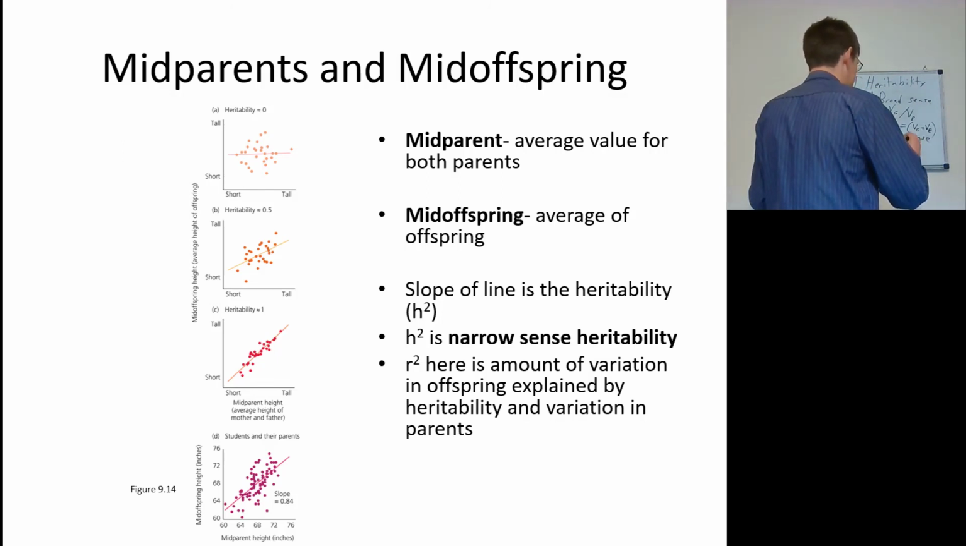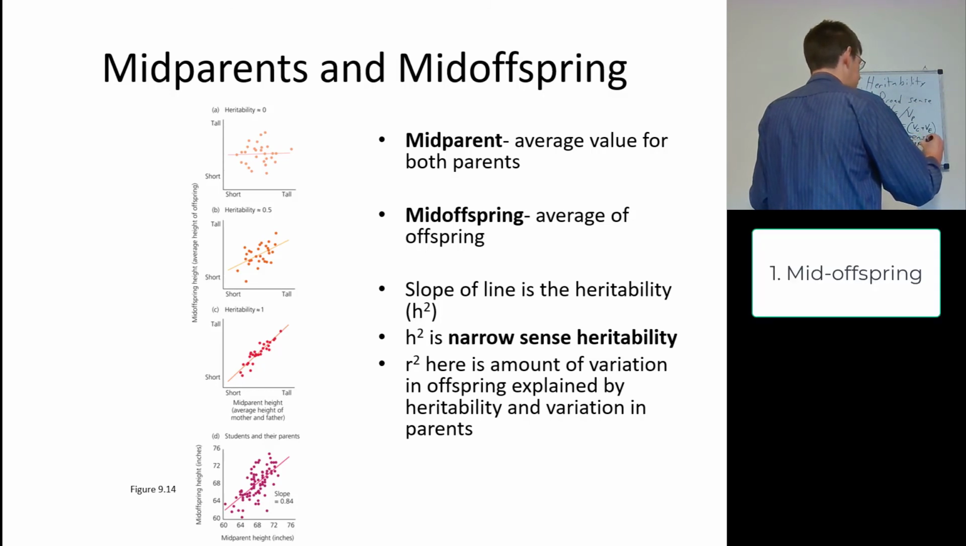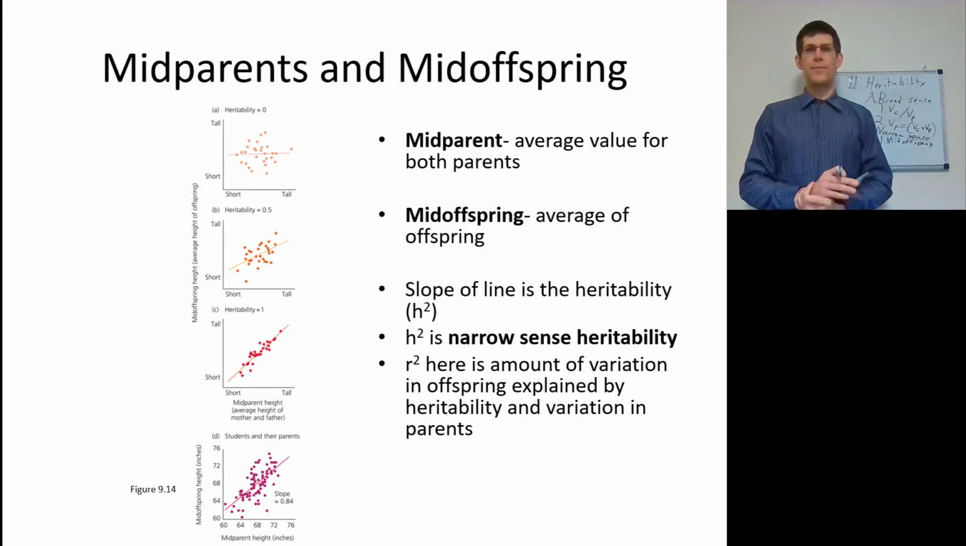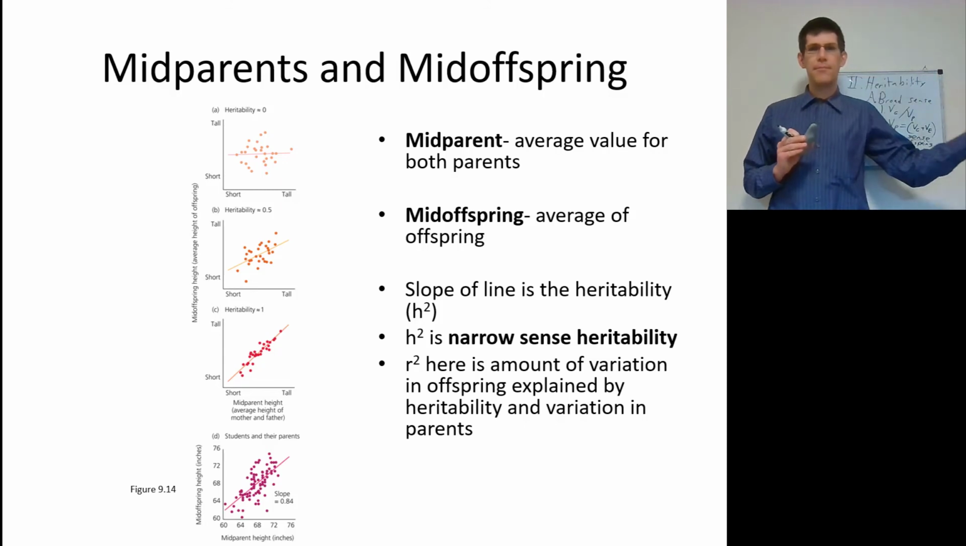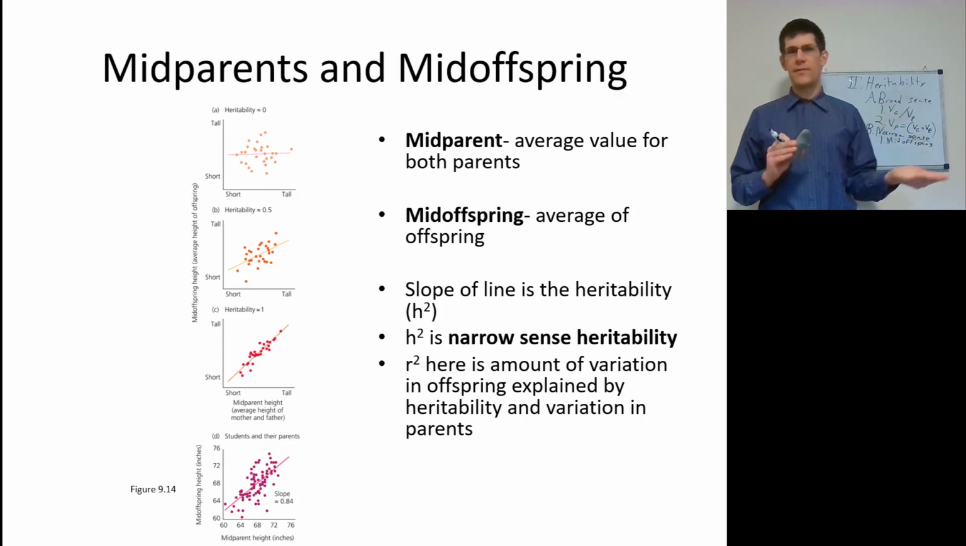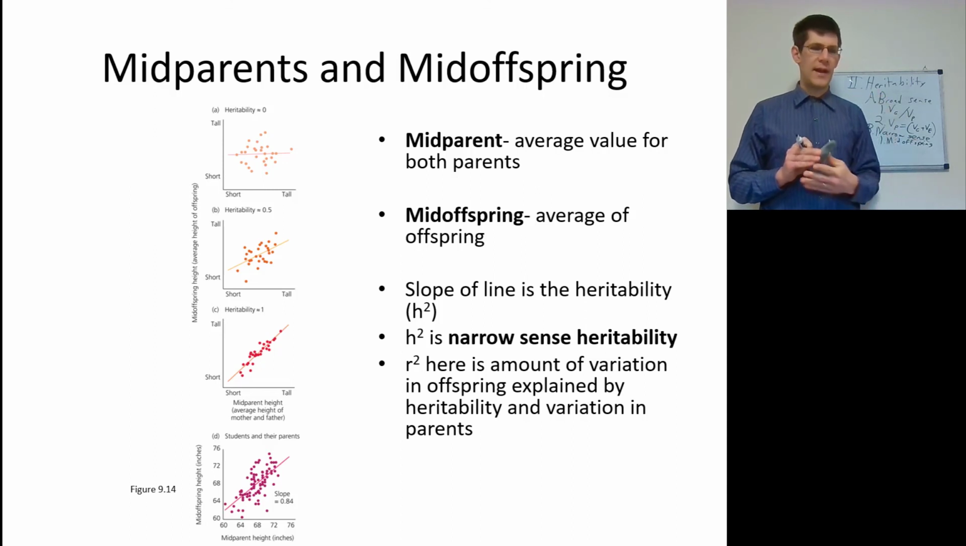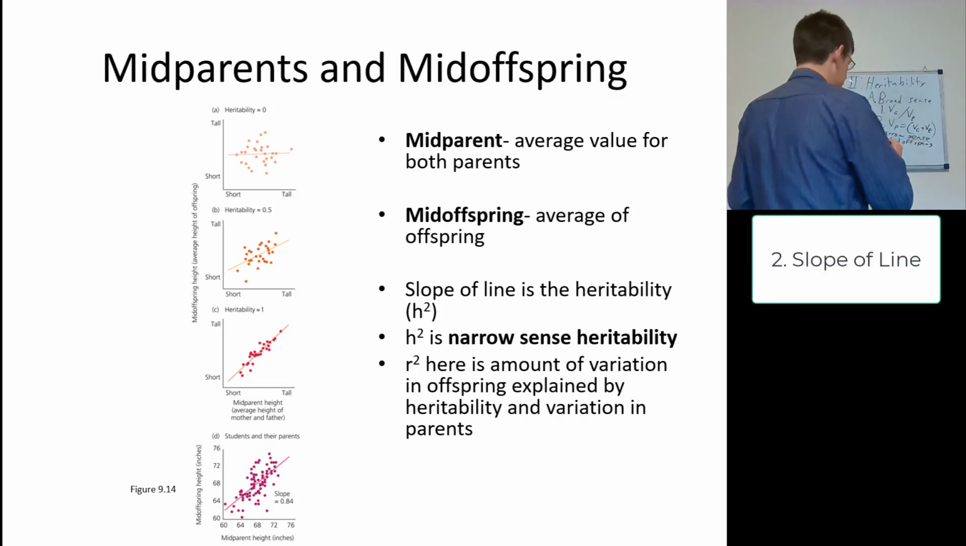So the mid-parent is you take the two parents, you measure their trait, and you average it, and that's the mid-parent value. For the offspring, you take all the offspring that came from that cross, and you measure all of their traits. That gives you your mid-offspring value, the average of all the offspring. So how well does the mid-parent value on the x-axis correlate with the mid-offspring value on the y-axis? And more importantly, what's the slope?